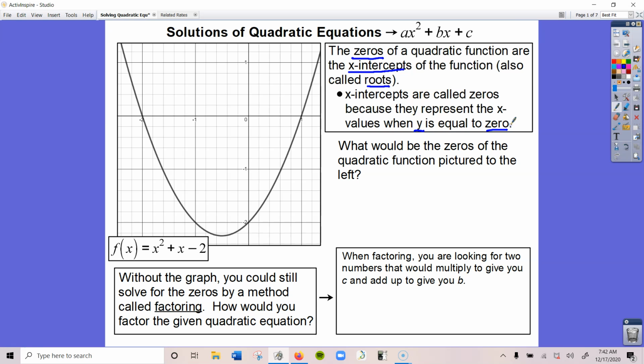Now here we have the quadratic equation x squared plus x minus 2. If I asked you to find the zeros of the quadratic function using the graph, you would look for when the quadratic touches the x-axis, which occurs here at x is equal to -2 and 1. Now if you didn't have the graph, you would still be able to solve for these zeros by factoring. Factoring is a topic that is covered in Algebra 1, but we're going to be reviewing all of factoring today.